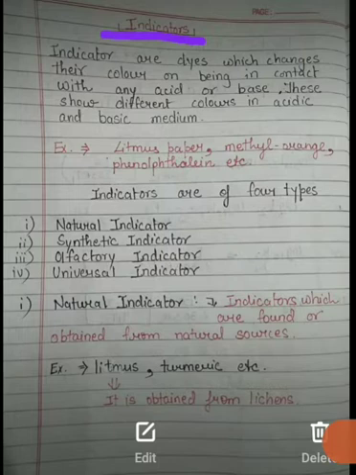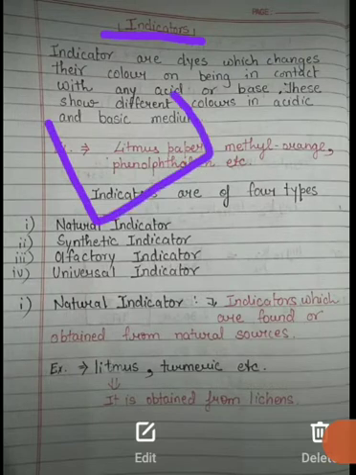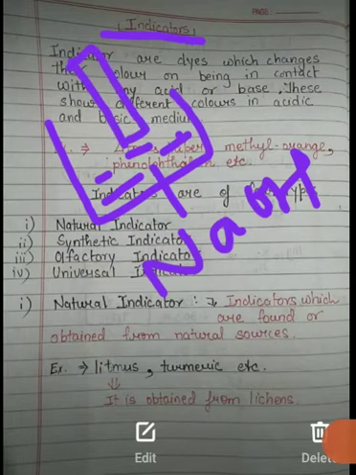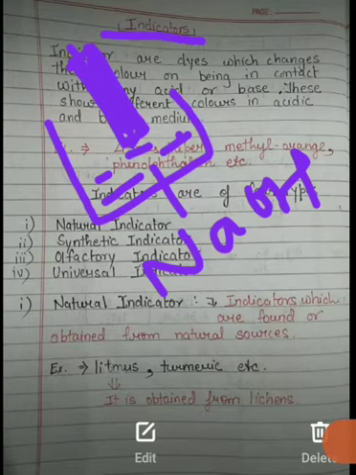These show different colors in acidic and basic medium. What I mean to say, suppose there is a solution of any base. Suppose it is NaOH, okay? And we are keeping a litmus paper into it, okay? Then what happens? Bases change red litmus paper into blue, okay? So this is the case, that is, indicators are nothing but dyes.